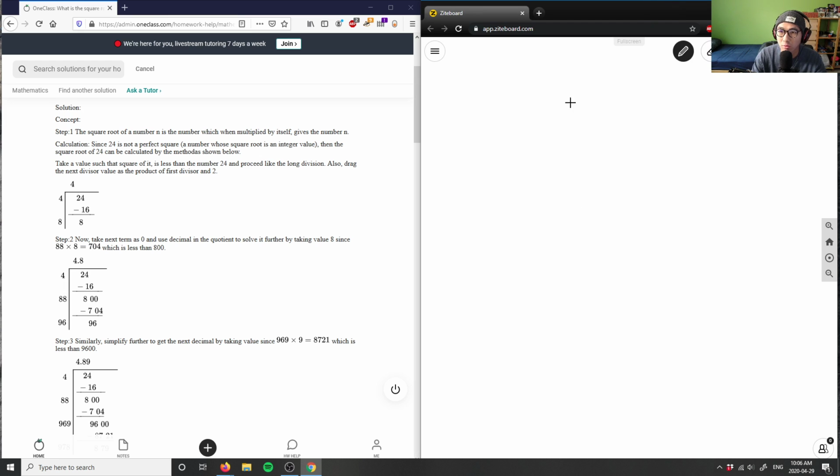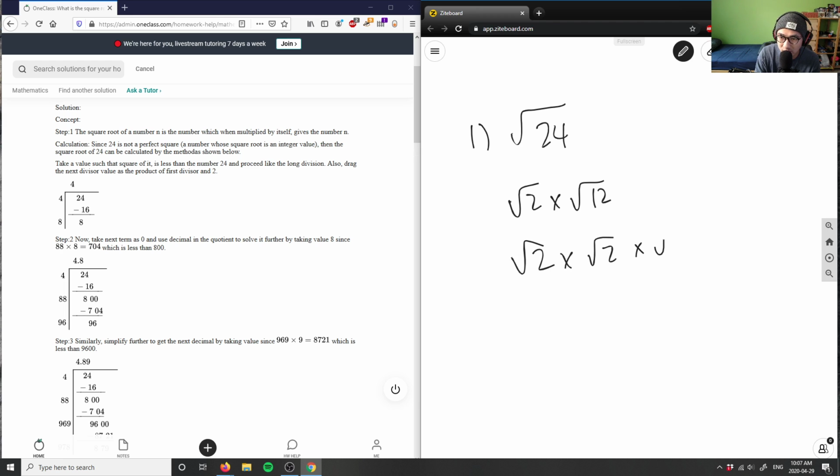See if it works on Chrome here. So again, we have square root of 24. Yeah, there we go. We got square root of 24 here. And then we broke this down to root 2 and root 12, and then we broke this down to root 2 times root 2 times root 6 here. And again, root 2 times root 2, again, I can cancel these out and just simply put 2, right?